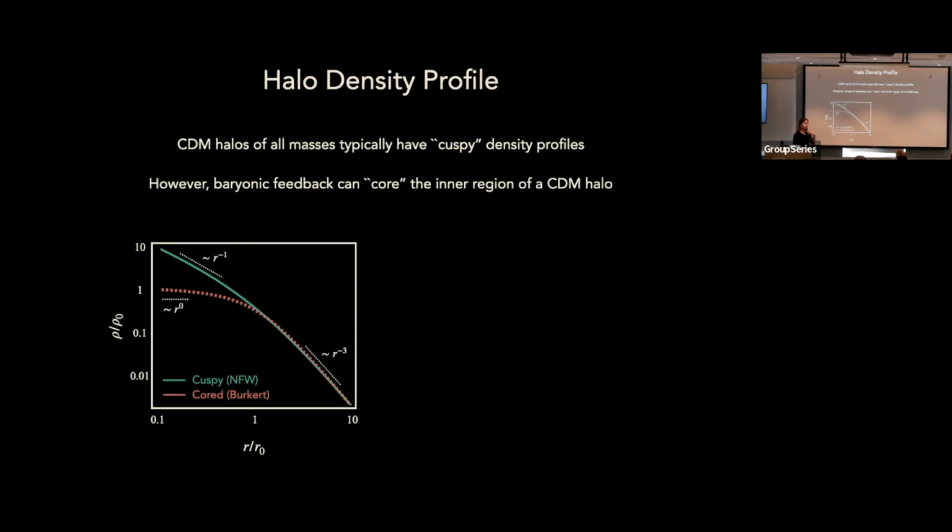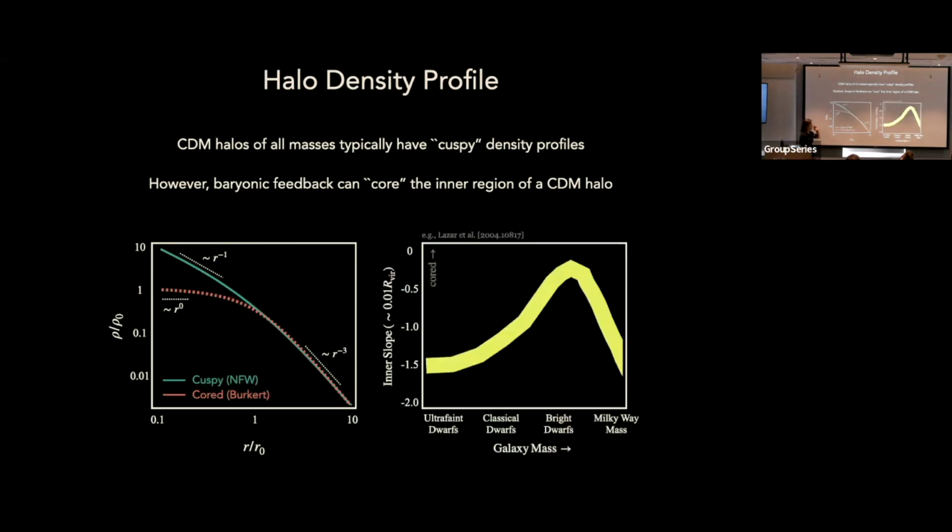Baryons give you feedback: you get supernova explosions, and energy injection from AGN at the center of these galaxies. When you inject energy in the center of the galaxy, it ends up redistributing the dark matter that's there and can push it out. One consequence of this is that you end up coring the halo. So you move the dark matter out and you have less near the center. A core in this case would be essentially flat in that density profile.